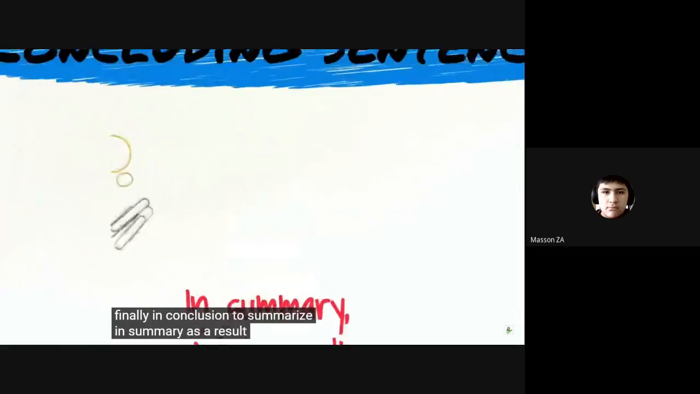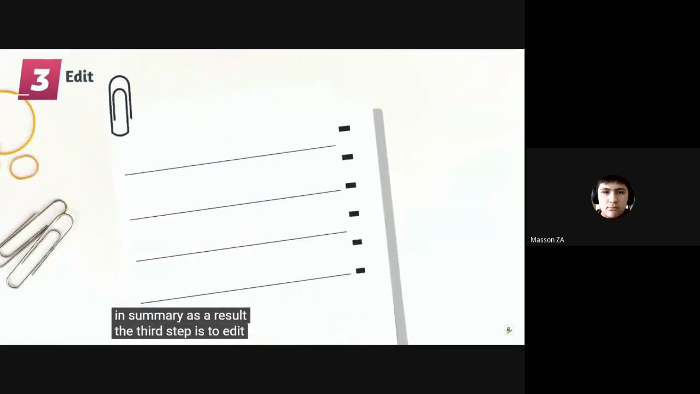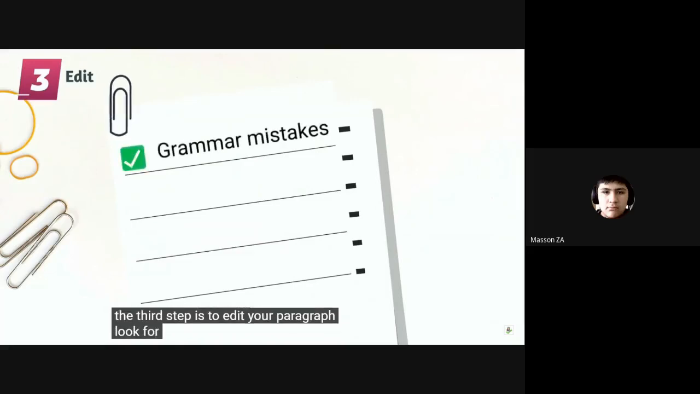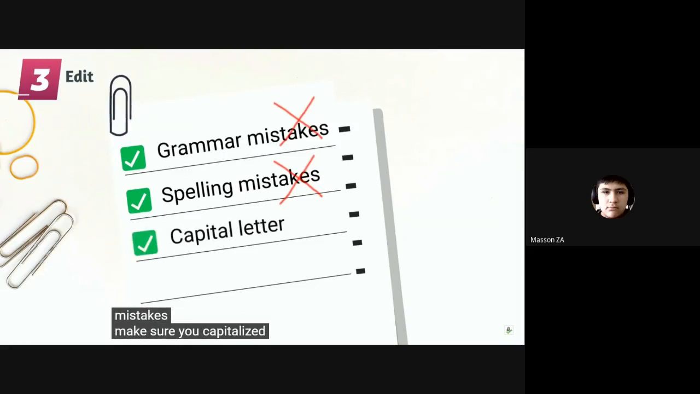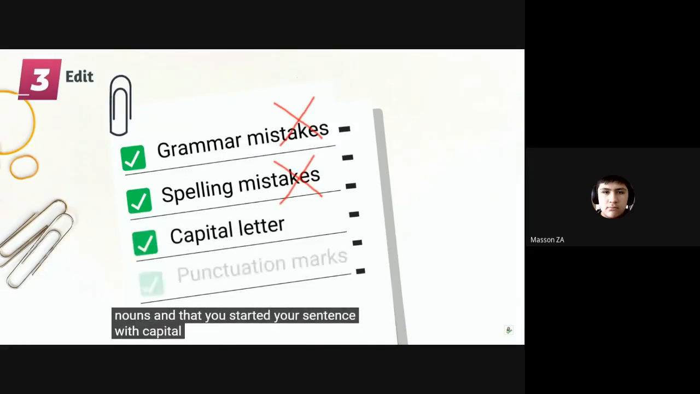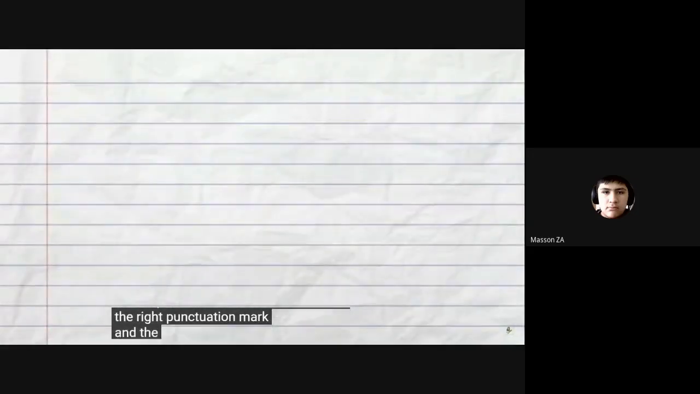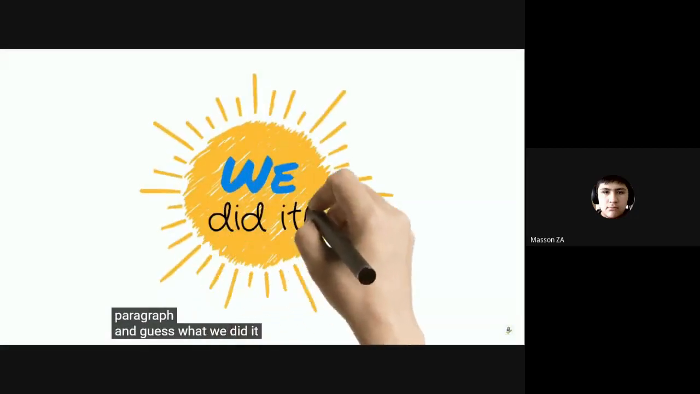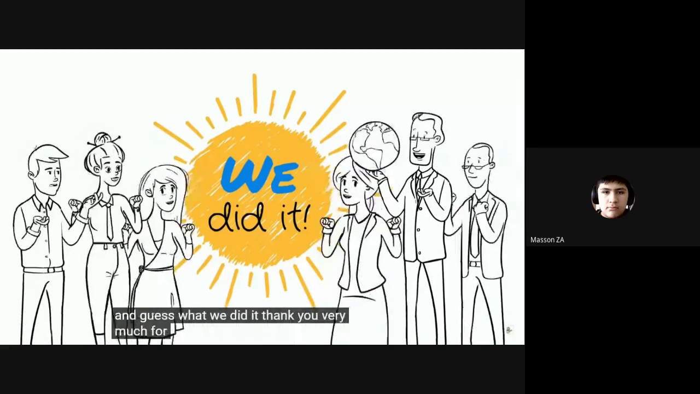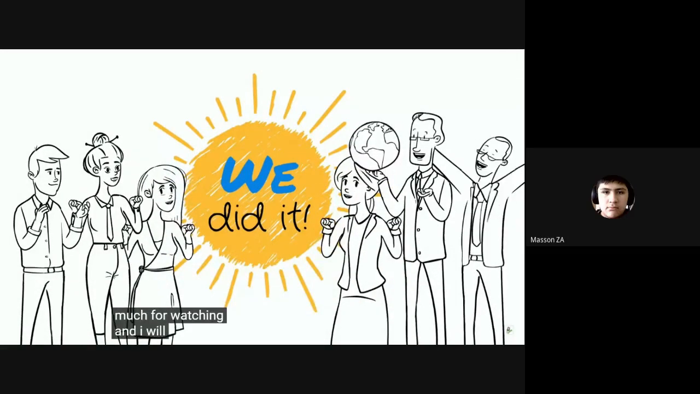The third step is to edit your paragraph. Look for any grammar mistakes, spelling mistakes. Make sure you capitalized all proper nouns and that you started your sentences with capital letters and ended them with the right punctuation marks. And the last step is to write your paragraph. And guess what? We did it! Thank you very much for watching, and I will see you in my next videos.